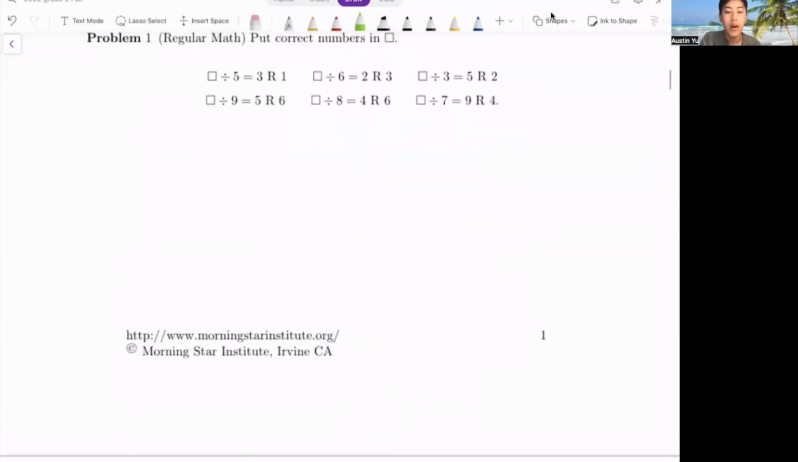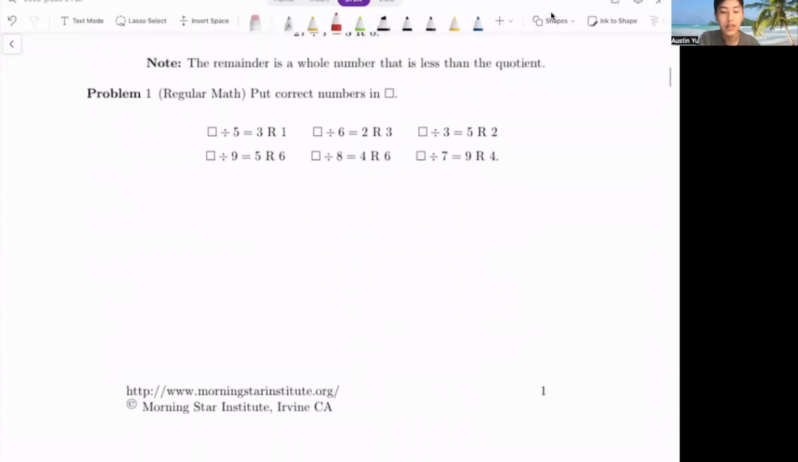Problem 1. Put correct numbers in the blank. The first problem, something divided by 5 equals 3 remainder 1. For this problem, let's do it simply as we see here that equals 3. So the whole number 3, first we multiply 5 by 3 equals 15. And then we add a 1 because there's a remainder to it as well. And this gives us 16.